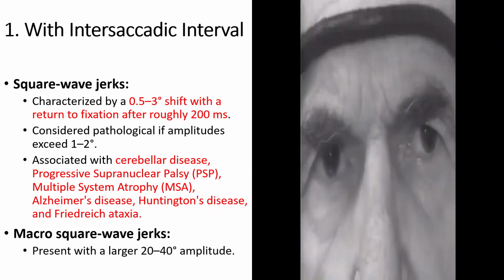Square wave jerks. These are characterized by 0.5 to 3 degree shift with a return to fixation after roughly 200 milliseconds. It is considered pathological if amplitude exceeds more than 1 to 2 degree. The associated conditions are cerebellar disease, progressive supranuclear palsy, multisystem atrophy, Alzheimer's disease, Huntington's disease, and Friedreich's ataxia. Macro square wave jerks are said to be present when the movement amplitude is larger than 20 to 40 degrees.